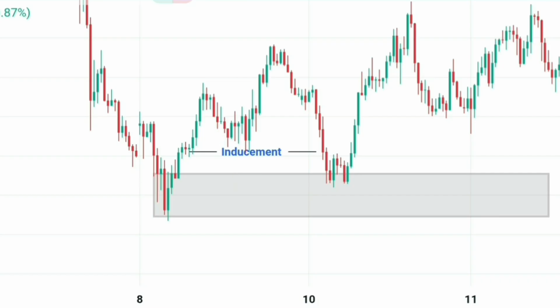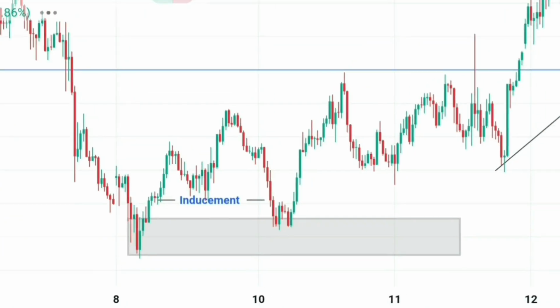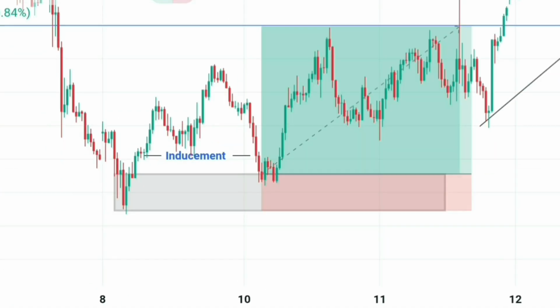This will cause some traders to take action at this level. So the market, the big players, will take them out before pushing the price higher. As you can see, since then the price has been moving higher. So if you took action after seeing inducement at this order block, you could have made at least 1:4 risk to reward, if it targets this psychological level at this place.